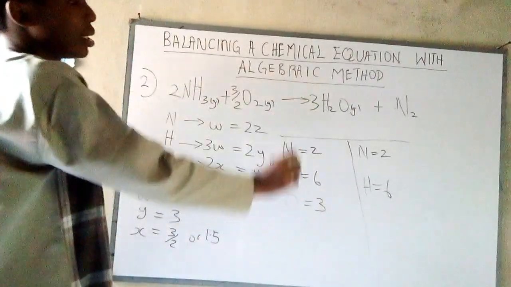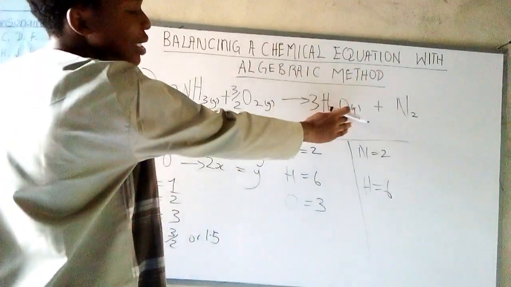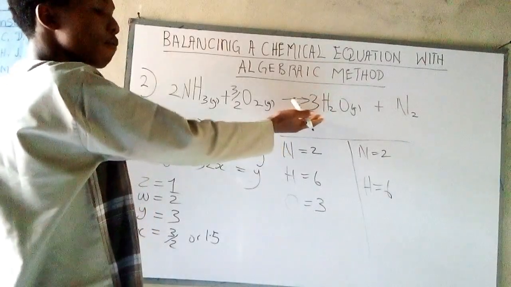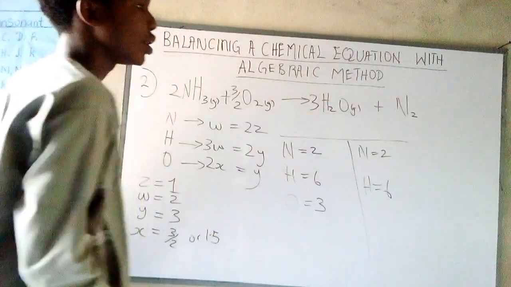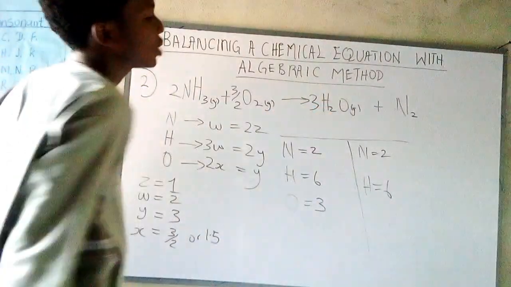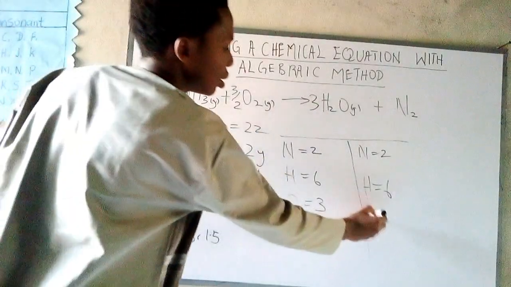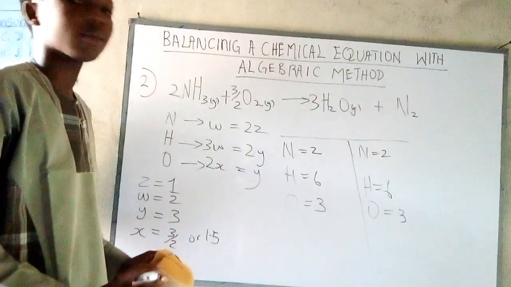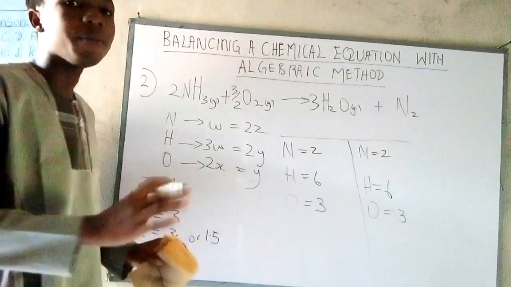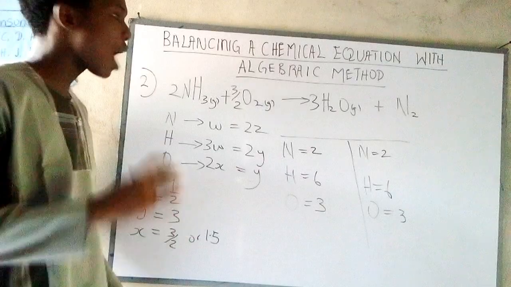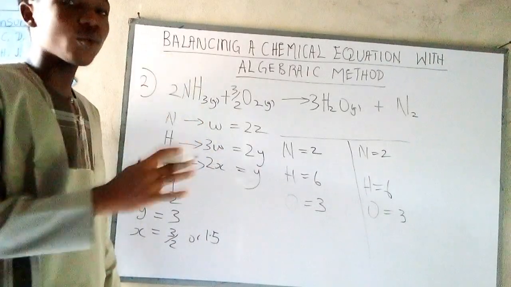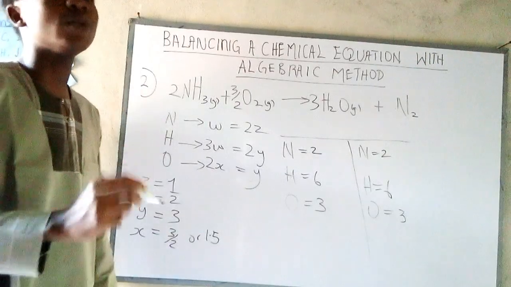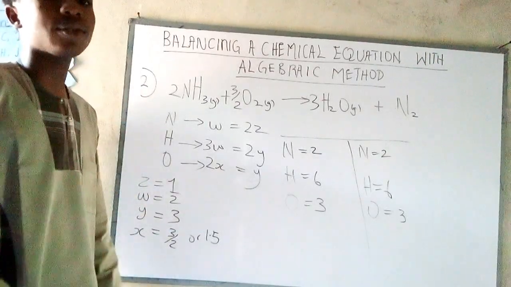So checking this side, now look at it. Oxygen is 1, and the coefficient, the number of moles of this water molecule, is 3. So 3 will now affect this 1 oxygen. 3 times 1 will give us oxygen to be 3. My dear, we've just balanced this equation. So let's try another example to make sure you really understood how to balance an equation using the algebraic method. No matter the equation, it will always give you the accurate answer.